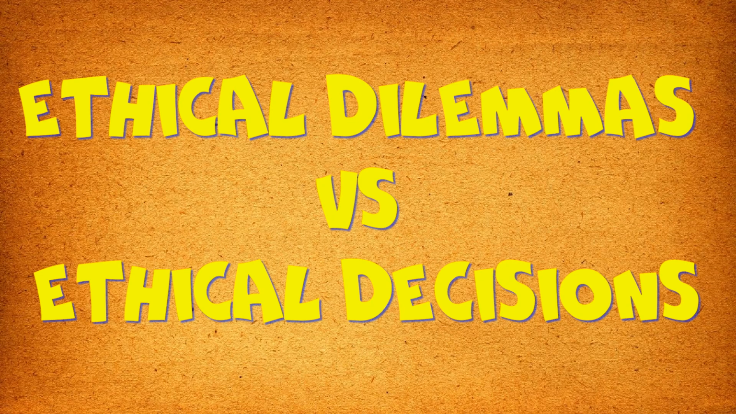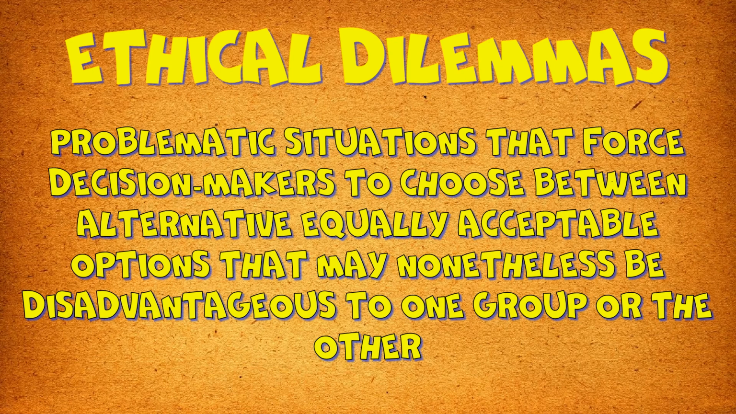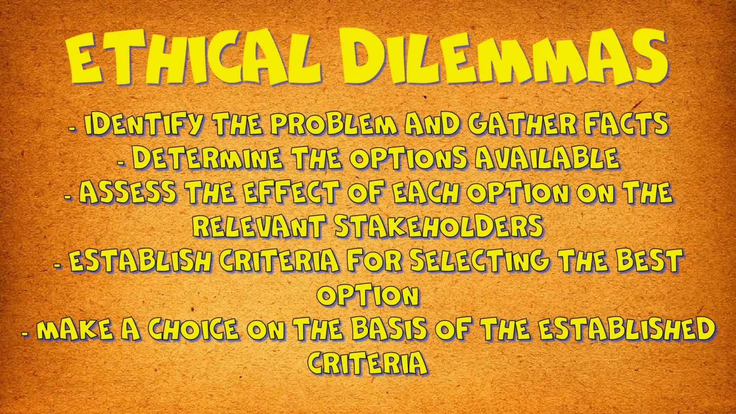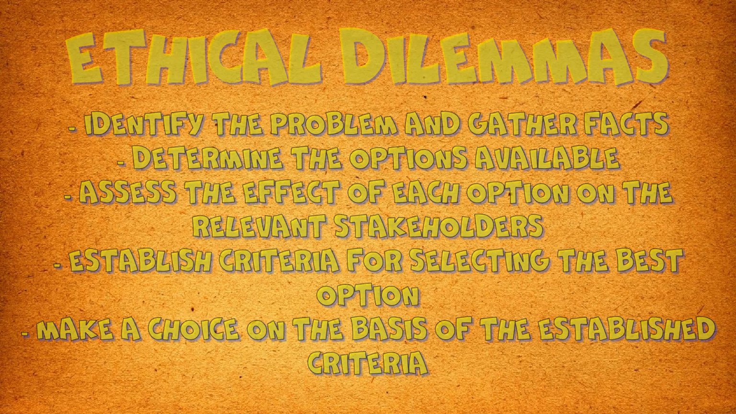Two types of ethical challenges faced by the people involved in business include ethical dilemmas and ethical decisions. Ethical dilemmas represent problematic situations that force decision makers to choose between alternative, equally acceptable options that may nonetheless be disadvantageous to one group or the other. When dealing with dilemmas, one needs to identify the problem and gather facts, determine the options available, assess the effect of each option on the relevant stakeholders, which includes owners, employees, customers, communities, establish criteria for selecting the best option, and then make a choice on the basis of the established criteria.